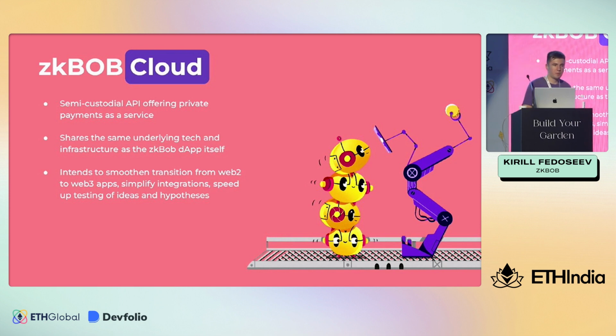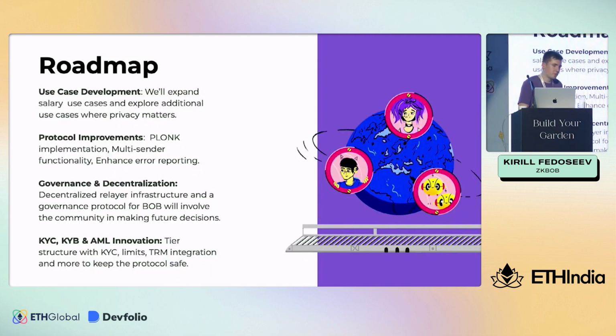And a few words about zkBob Cloud. That's actually the API we want to propose you use throughout the hackathon. Basically, it's a semi-custodial API offering private payments as a service. An important point is that it shares the same underlying tech and infrastructure as the zkBob app and the UI itself. The main intent is that we want you to use it to smoothen the transition from Web 2 to Web 3 apps, to simplify potential integrations and speed up testing of new ideas, hypotheses, and so on.